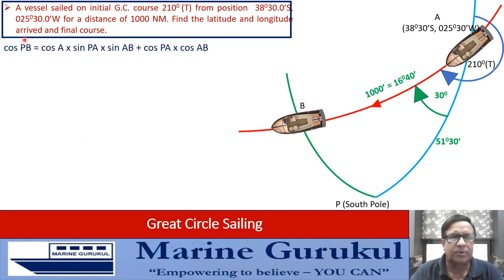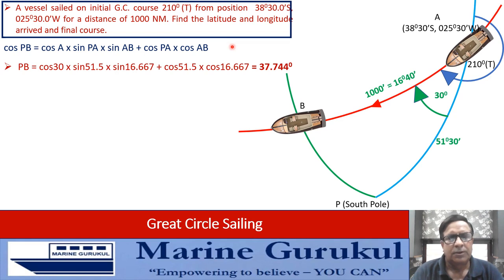We can apply the cosine formula to calculate side PB. So as per the cosine formula, cos PB shall be equal to this expression. We know all these parts. We put their values and we calculate the value of PB as 37.744 degrees. Now this PB value, if it's less than 90 degrees, that means position B is in the southern hemisphere. Had this value been more than 90 degrees, that means B would have gone to the northern hemisphere.